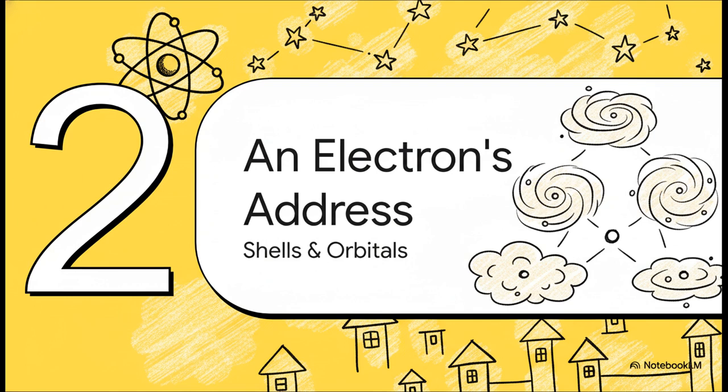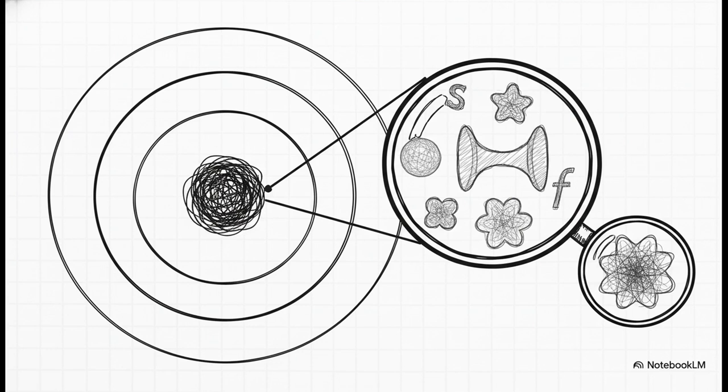It's not just a random cloud, not at all. It's actually a highly organized system, almost like a cosmic address for each electron. And this address has three parts. First, you've got the main energy level, or the shell. You can think of this as the country. It tells you roughly how far the electron is from the center. Inside that country, you have subshells, which are like the state. And finally, you have the atomic orbital, which is the specific city where the electron is hanging out.